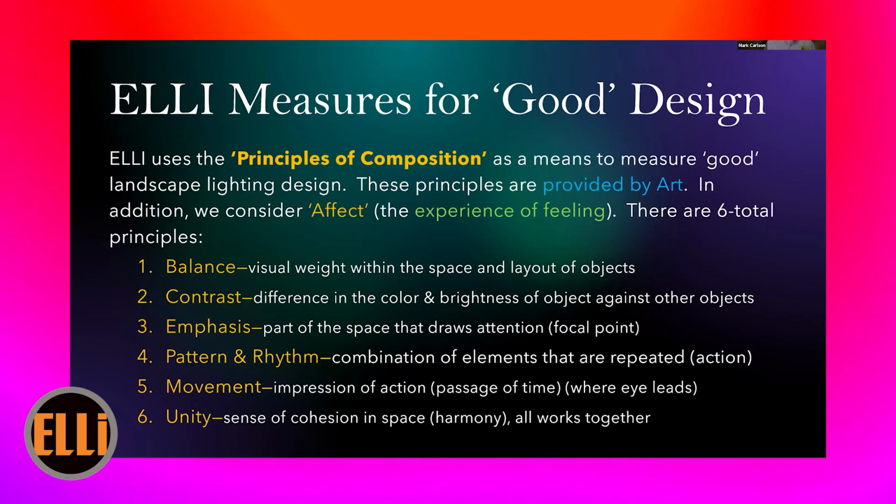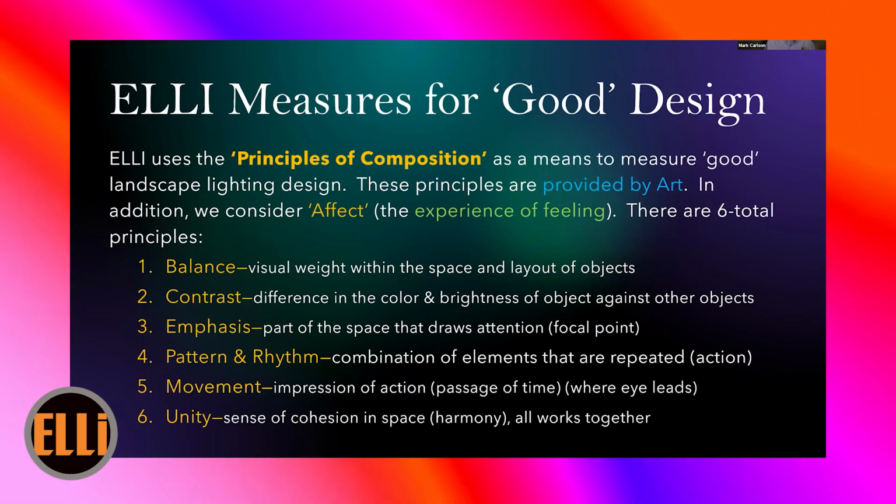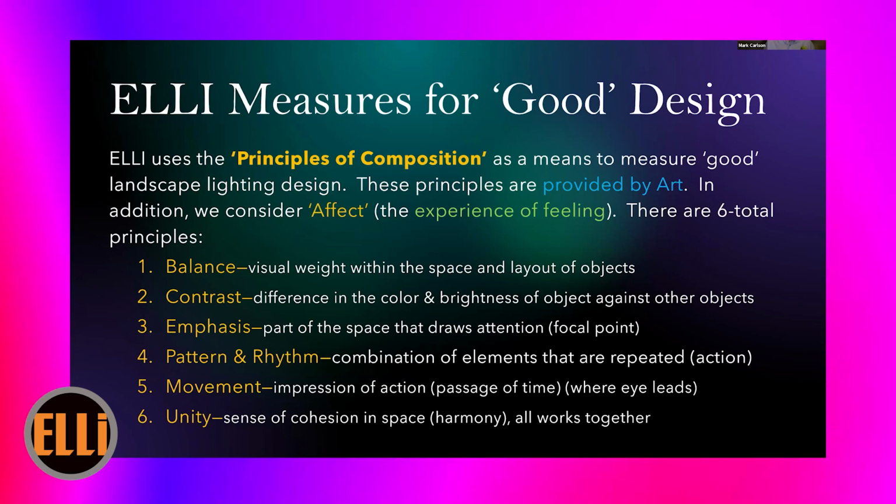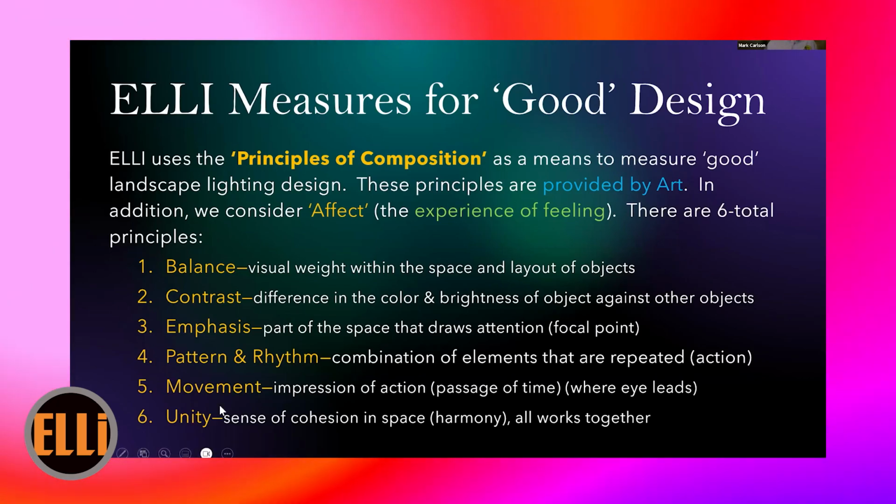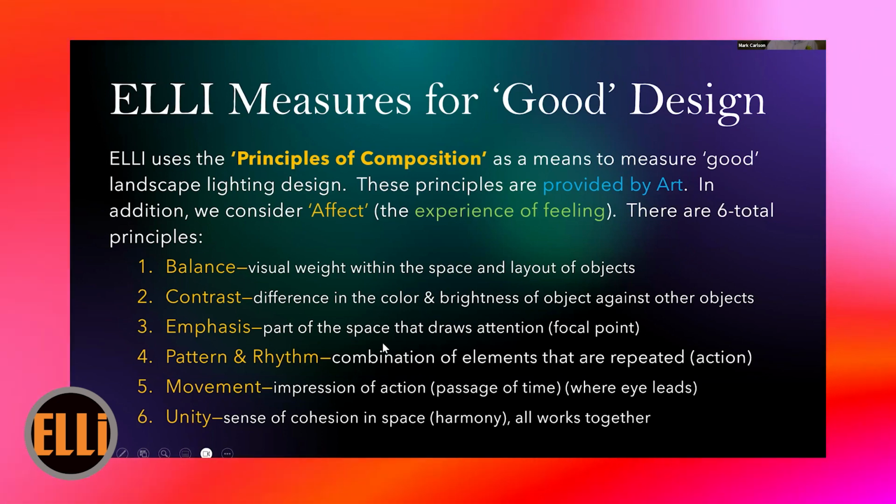And then lastly, unity is a combination of everything. You want to get a sense of cohesion in the space, or a sense of harmony where everything works together. So each one of these things, balance, contrast, emphasis, pattern, rhythm, and movement, works together to fulfill the space and make it feel good, welcoming, and comfortable, like we just described in the initial descriptions. That way it feels unified. That's the goal. So that comprises the 6 parts, or the principles of composition.